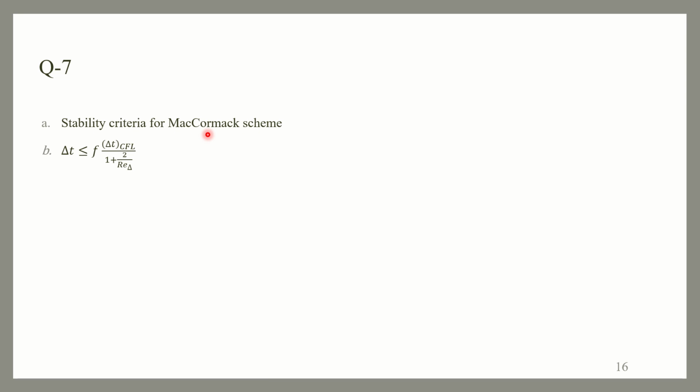So the time step should be less than or equal to f times delta t by CFL divided by 1 plus 2 times RE delta. Here f is a safety factor, almost equal to 0.9, and delta t CFL is the CFL limit, so it should be less than certain values. RE delta is the mesh Reynolds number, which is the minimum of U delta X by nu and V delta Y by nu.